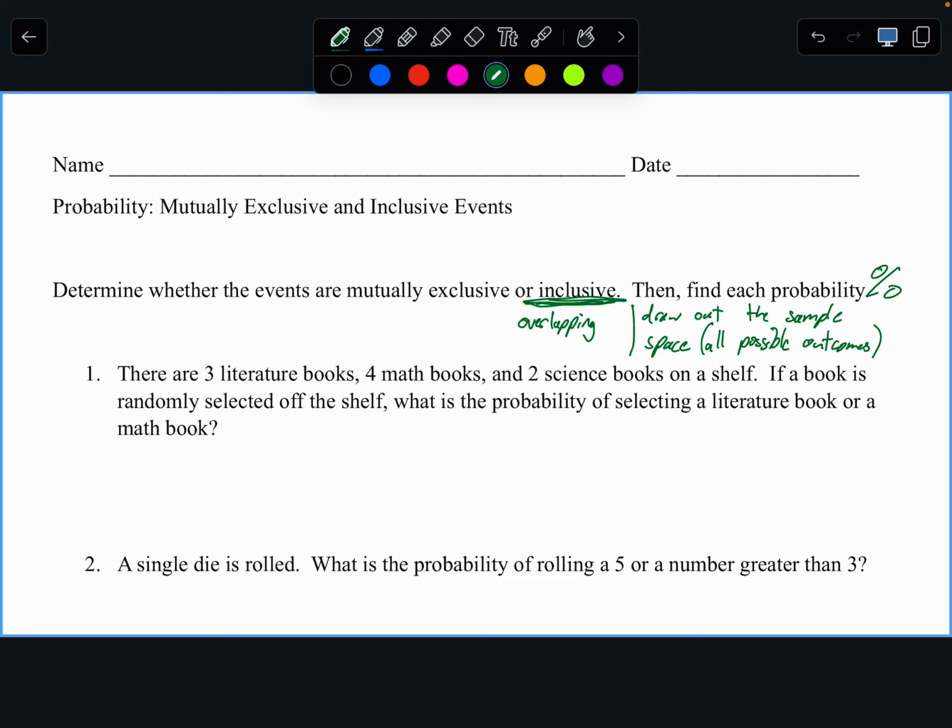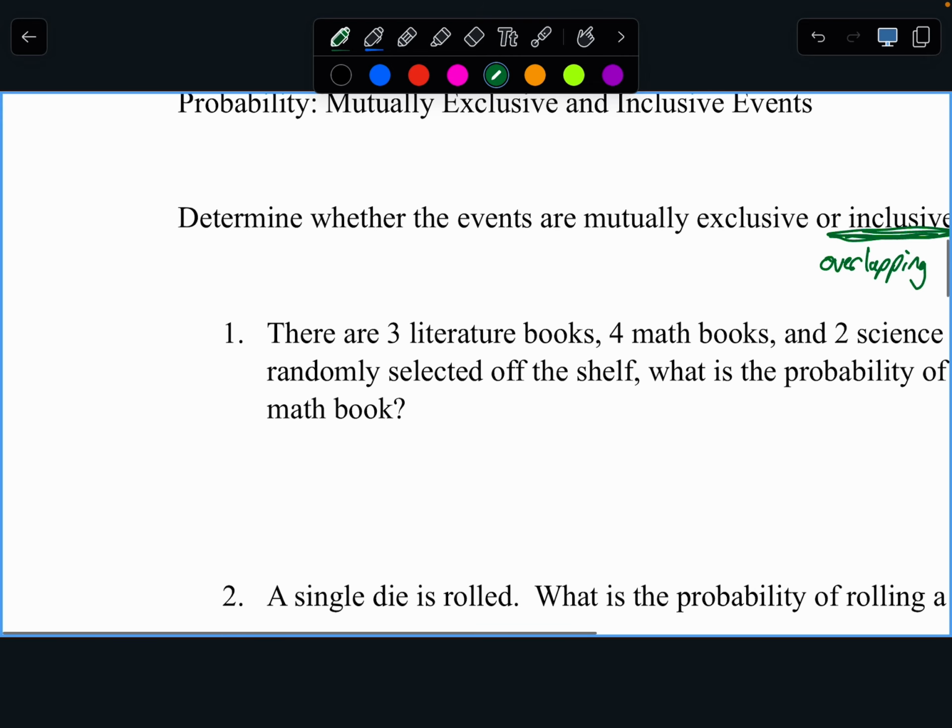Looking at number 1, there are three literature books, 4 math books, 2 science books on a shelf. If a book is randomly selected off the shelf, what is the probability of selecting a literature book or a math book? So let's first determine, are they mutually exclusive or overlapping events? We have to ask ourselves, is it possible for one book to be multiple categories at once? And the answer is no. So therefore, it's not overlapping. These are mutually exclusive events.